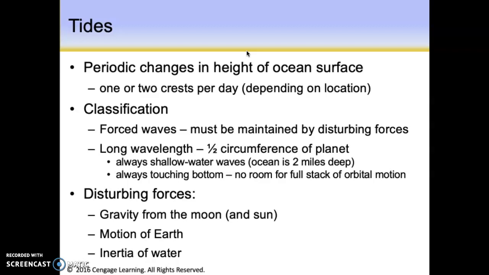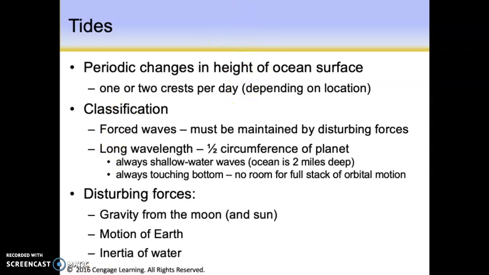If you think about at the equator, the circumference of the planet is 25,000 miles. So half of that is 12,500 miles, and then half of that is still 6,000 miles. So these waves have a huge wavelength, and so they're just basically moving around the water in the ocean basin. All of the water moves as the tide goes by.